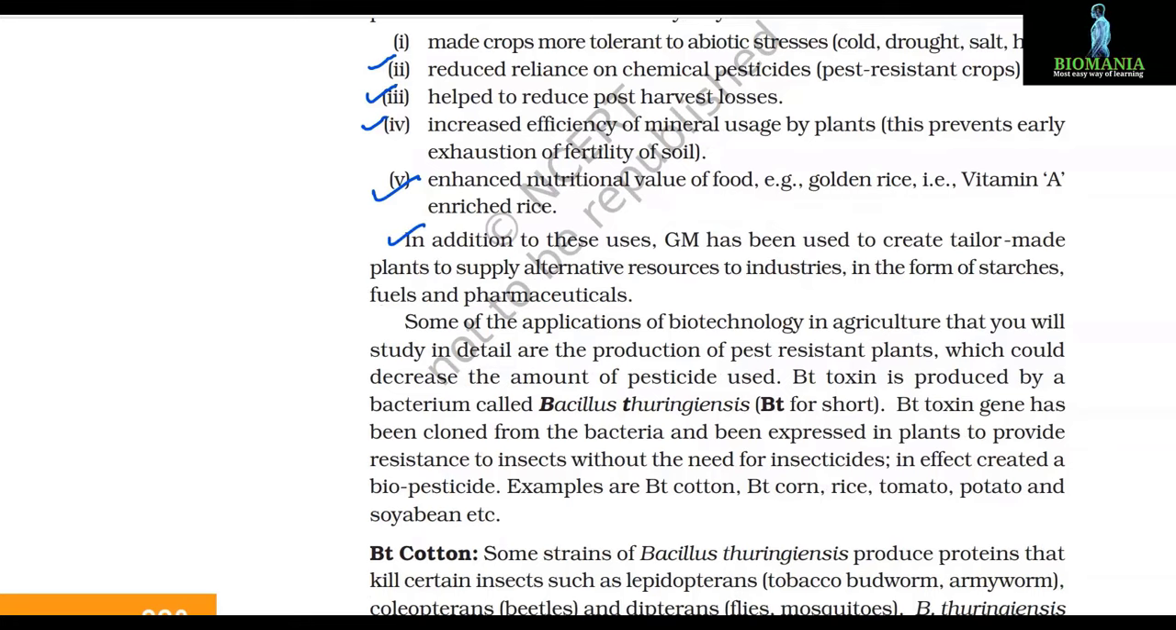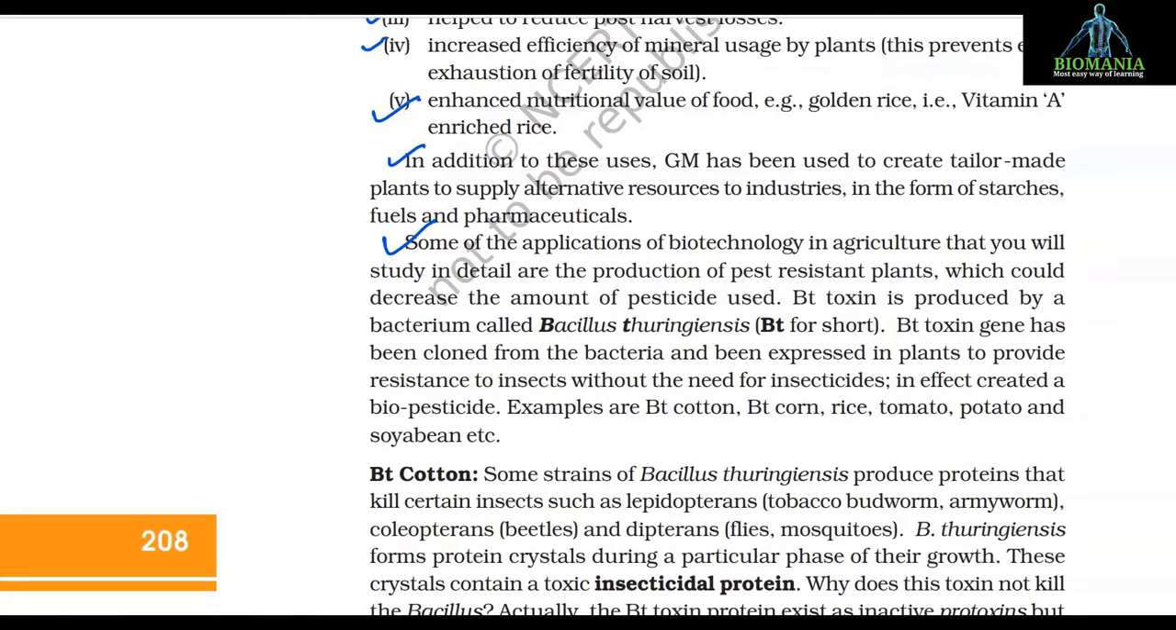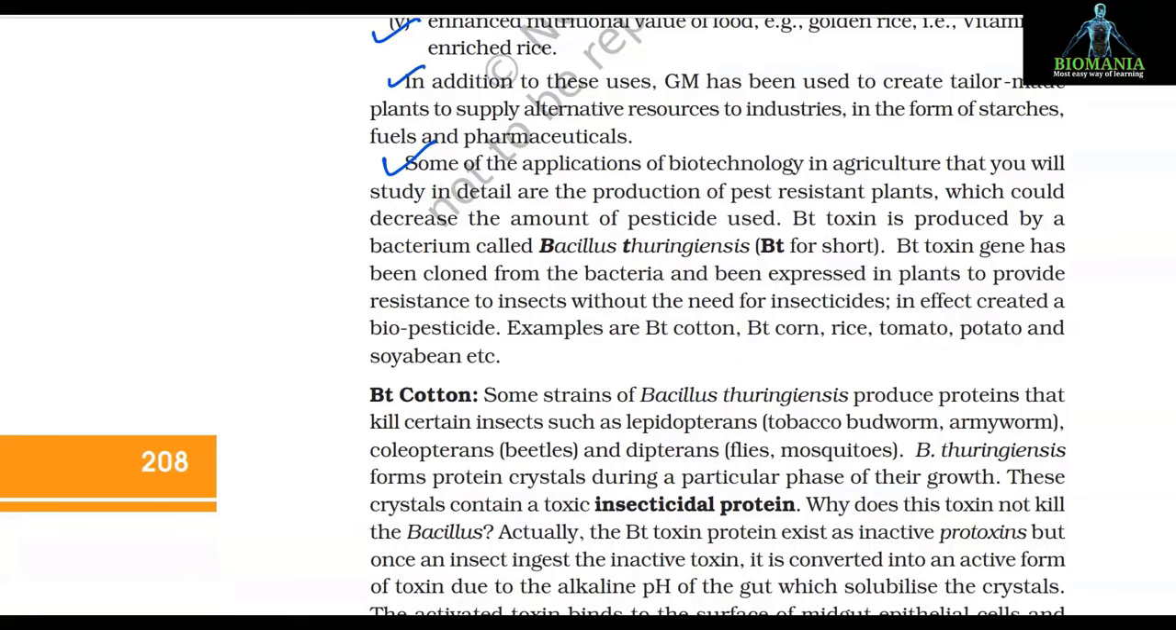In addition to these uses, GM has been used to create tailor-made plants to supply alternative resources to industries in the form of starches, fuels and pharmaceuticals. Some of the applications of biotechnology in agriculture that you will study in detail are the production of pest-resistant plants, which could decrease the amount of pesticide used.